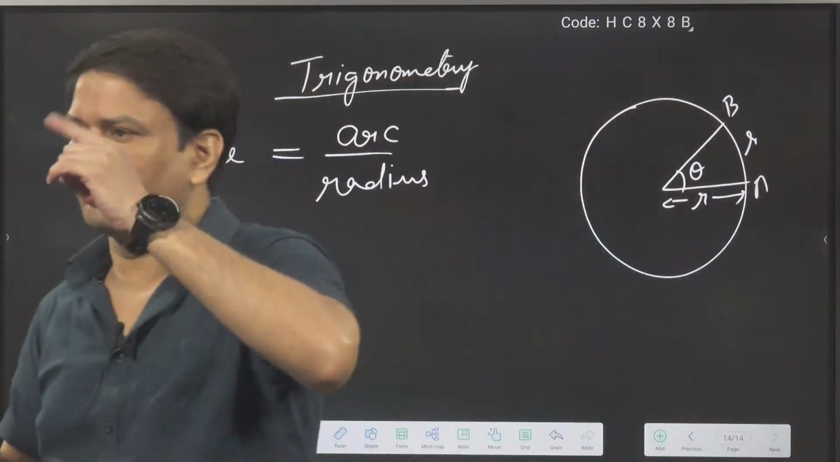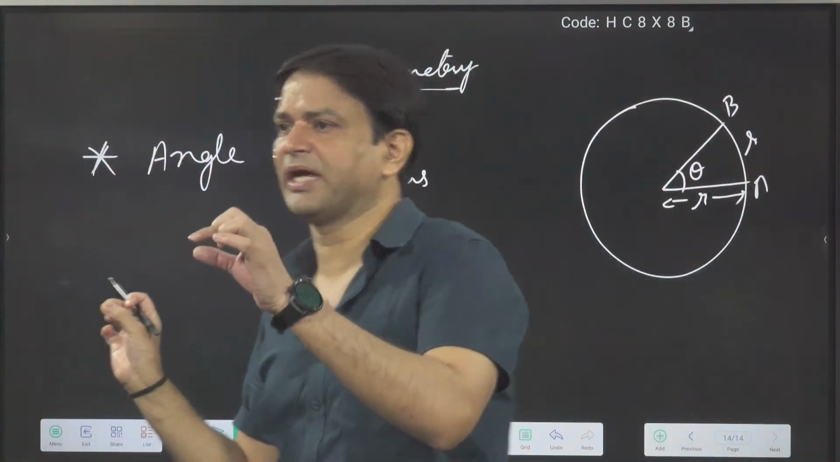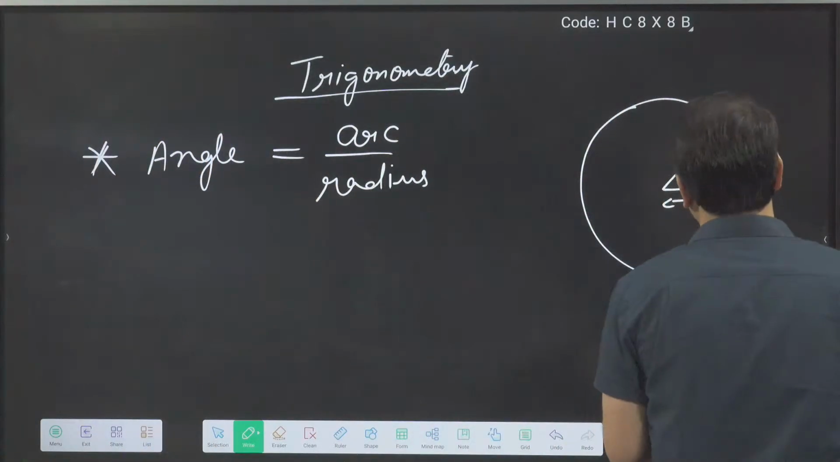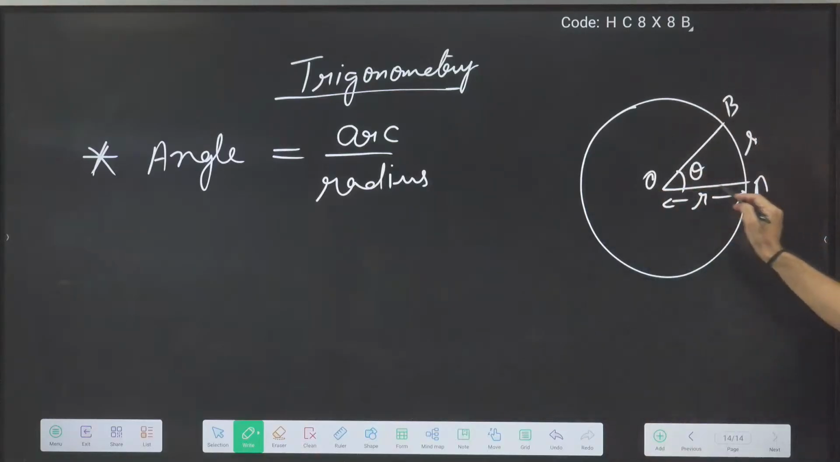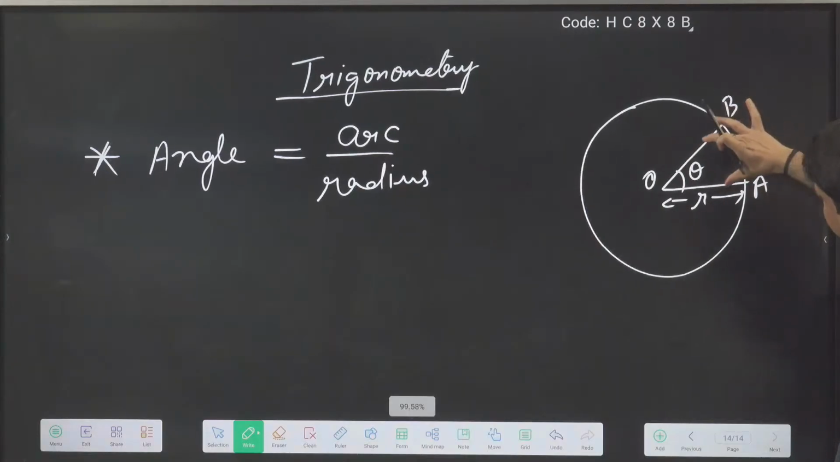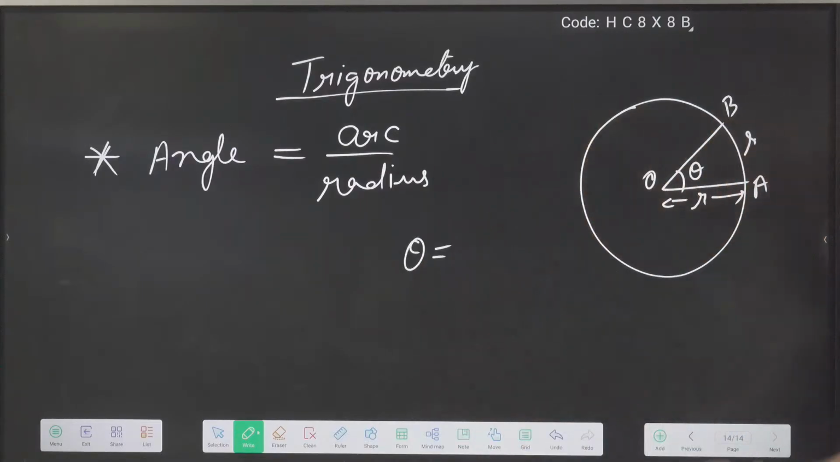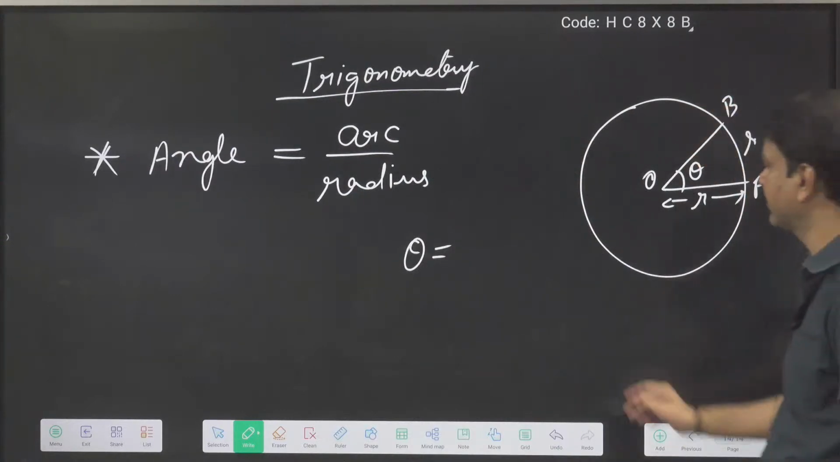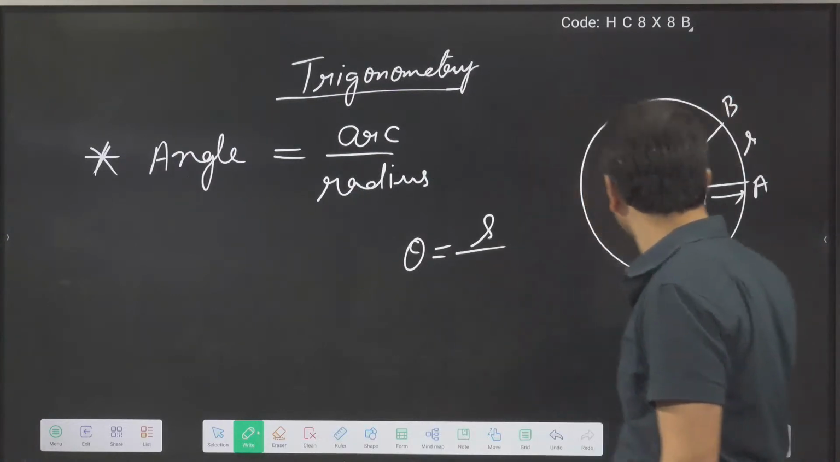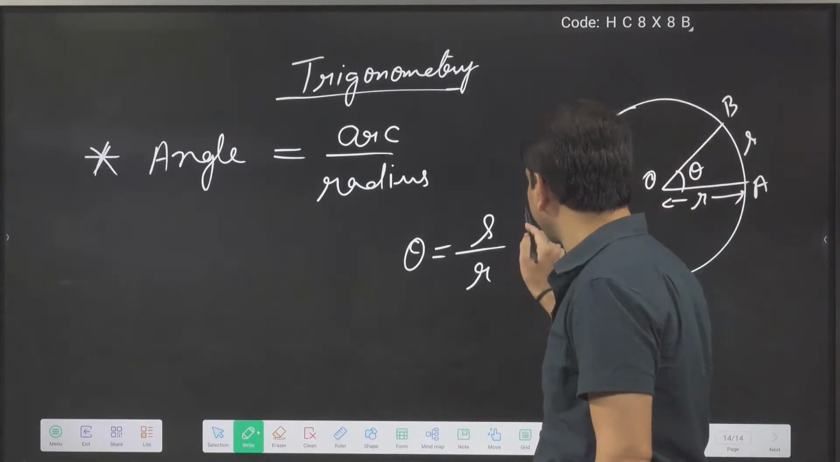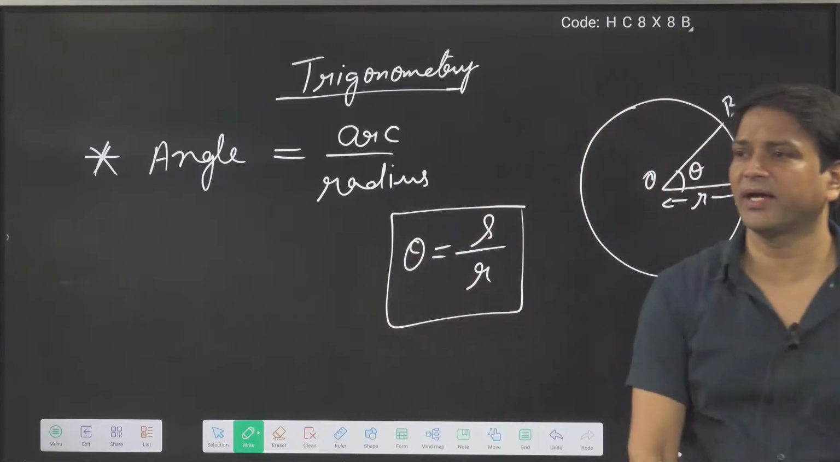So what is the meaning of angle? On the arc I take two points, A and B, and join them with the center, which gives AOB. Now how much angle is it making? Arc AB makes an angle theta according to the figure. How can I calculate this theta? Angle is equal to arc length S upon the radius R. So the angle theta is equal to S by R.